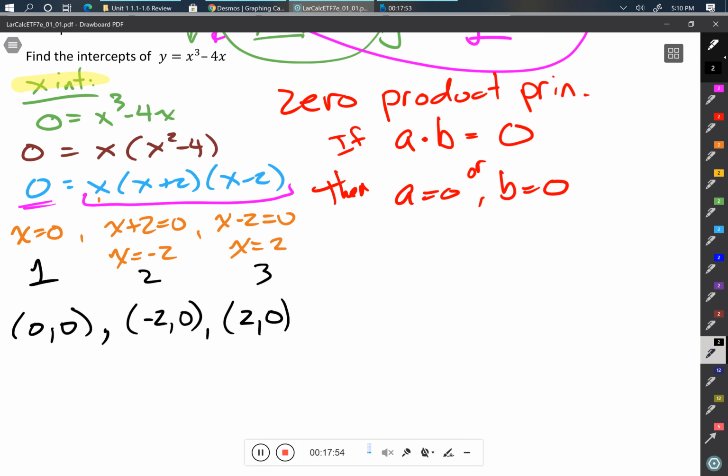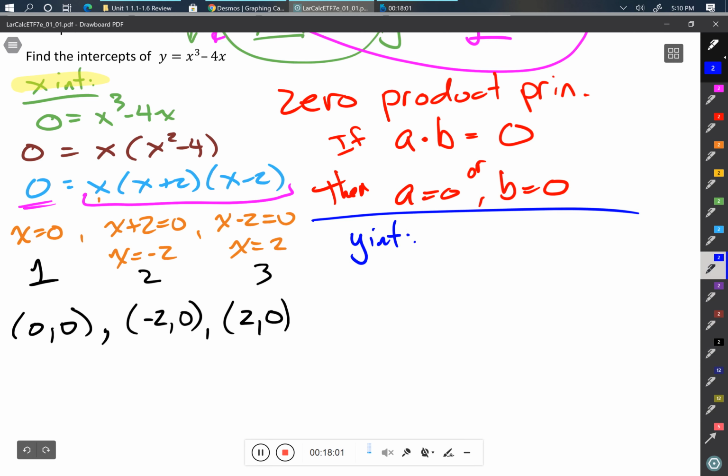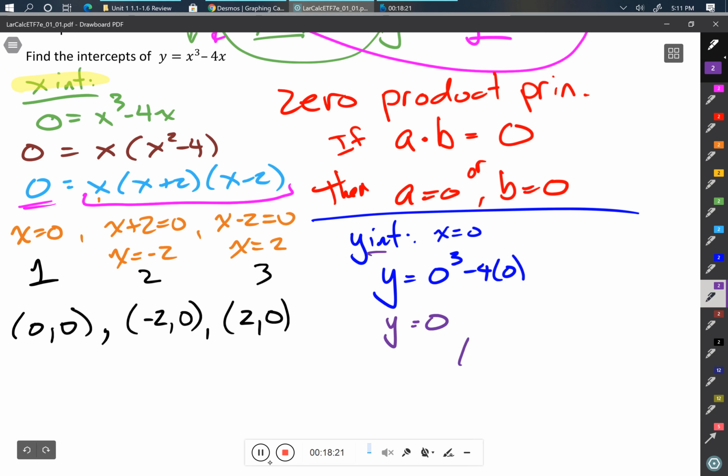So now that I've found my x-intercepts, I'll go ahead and do the next step, and the next step is to find the y-intercepts. Now the y-intercepts is when the graph crosses the y-axis, so that means that x must be 0. So I'll go ahead and put in 0 for x and see what happens in our equation. So I get y is equal to 0 cubed minus 4 times 0. So I get that y is equal to 0. So that means we have a y-intercept that is the point (0, 0). Now we'd actually already found that one over here.